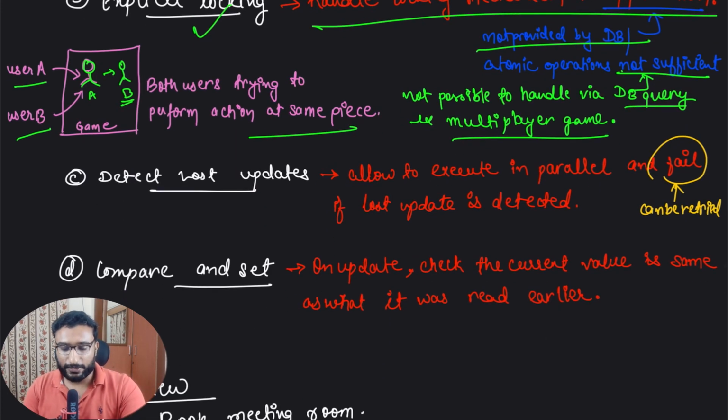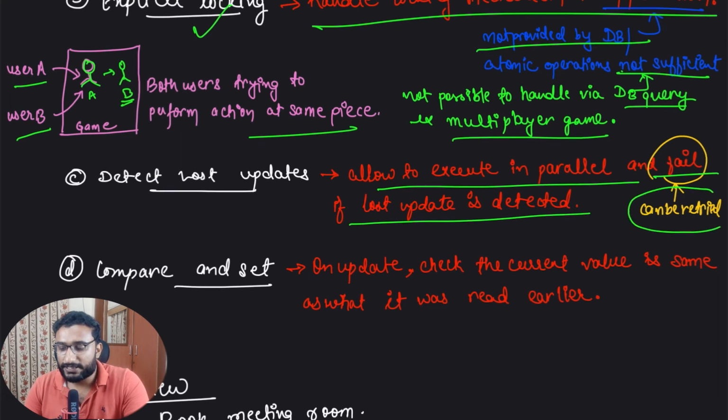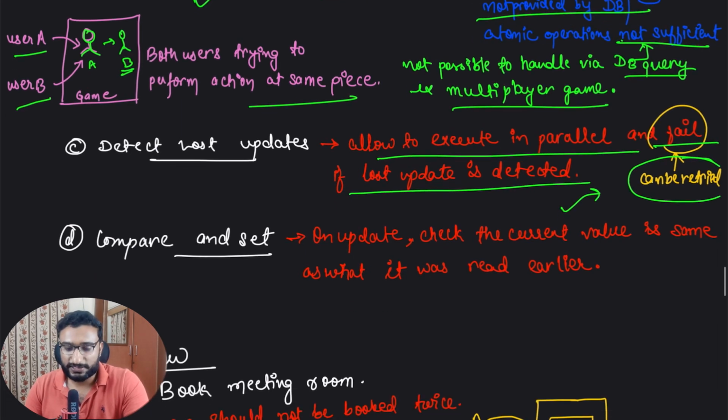Another way is detecting the lost update. If the lost update occurred, then I will see that a problem occurred and I have to retry. So let it execute in parallel, and if we are able to detect that there is some lost update problem, we will fail the transaction, and then it can be retried later by the application. So this can be one way.